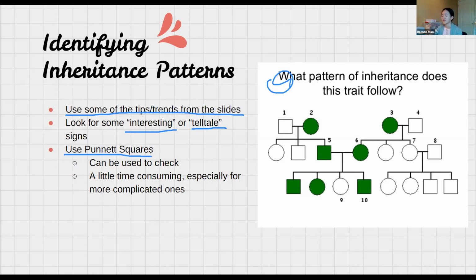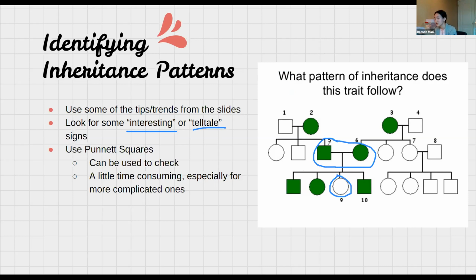And then if all else fails, start using Punnett squares. They can be used to check your answer. If you have extra time and you want to check your work, you can use Punnett squares. But if you're just blindly guessing, it can be very time consuming, especially for complicated ones. So let's take a look at this example. I'm going to talk about the interesting or telltale signs first. We can see here that we have two affected parents, but suddenly there is an unaffected child. And that is one of the interesting trends I was talking about.